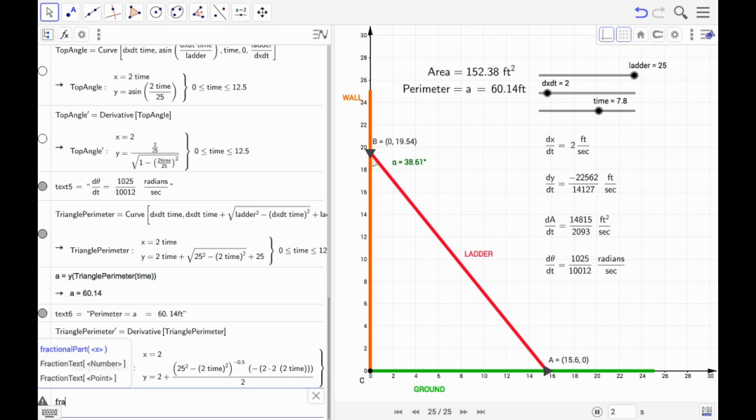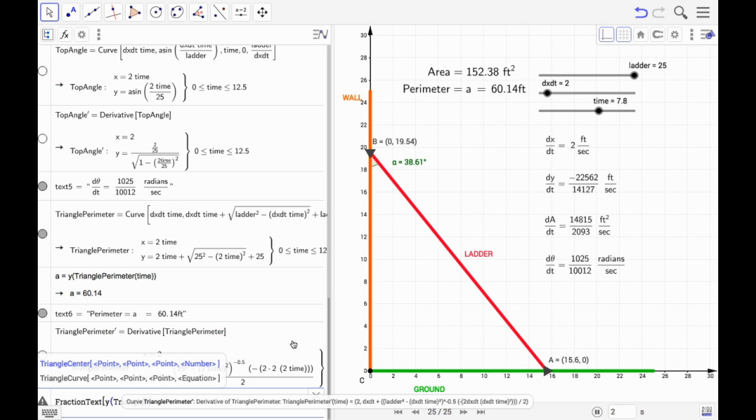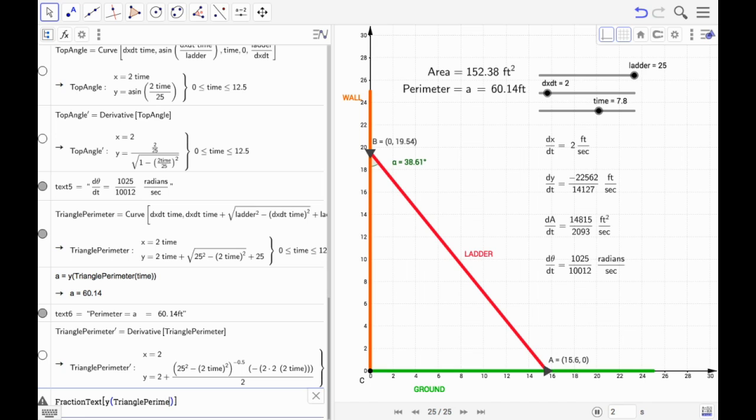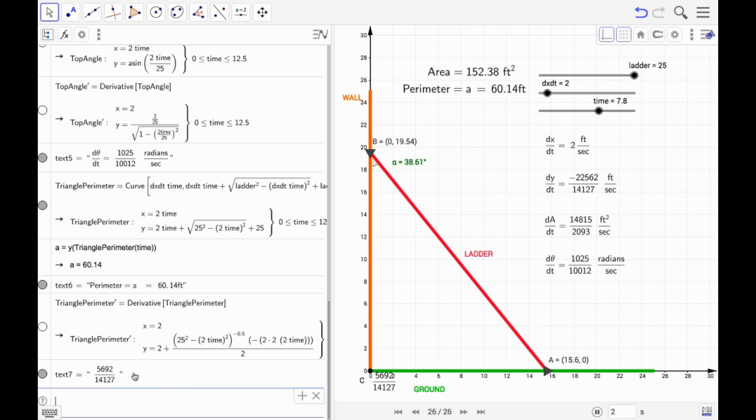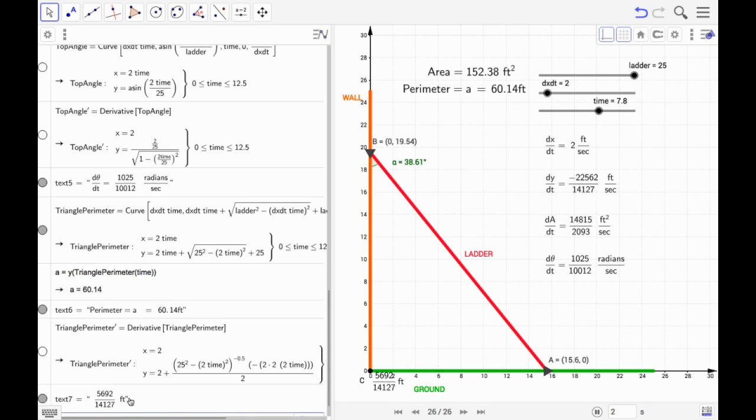Now I want to create another label here. This time I'm going to use fraction text. The number that I want is the y value, so I type y, and I want the y value from triangle perimeter prime, because I want access to the rate at which the perimeter is changing, and I want that at a particular moment in time. The units I need to add here are feet per second. So let's do that, and then let's double click here so we can get this other view.